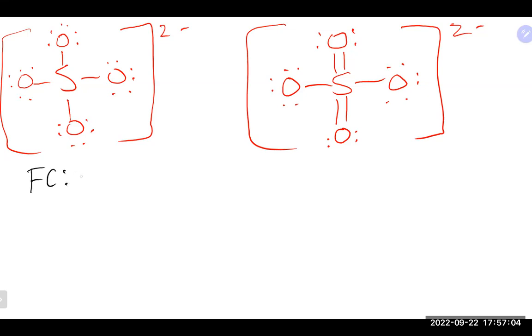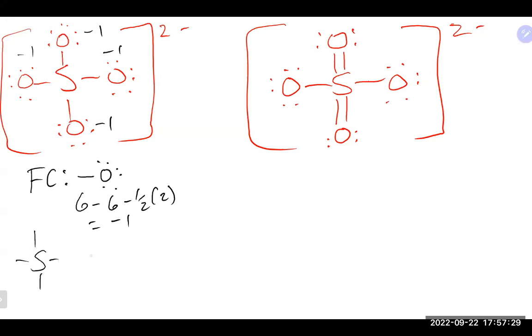So if we did our formal charge for our single bonded oxygen like we've done before, that would give us 6 minus 6 minus 1/2 of 2, and that's going to give us a -1. So each of these single bonded oxygens in our sulfate would be carrying a -1 formal charge. The sulfur in the middle with single bonds would be 6 minus 0 minus 1/2 of 8, and that would be a +2. So our sulfur in the middle has a +2 formal charge, we've got -1s on the outside, and it does add up to -2 overall for the charge. So it is a plausible structure for sulfate.